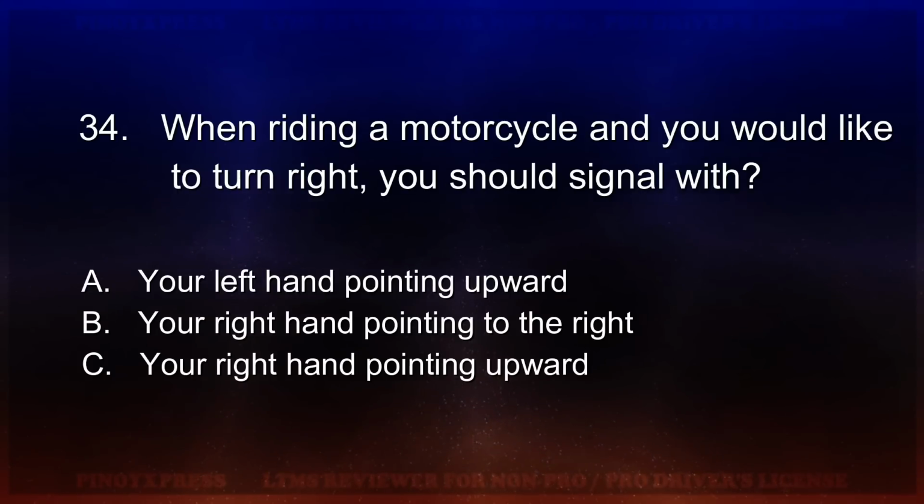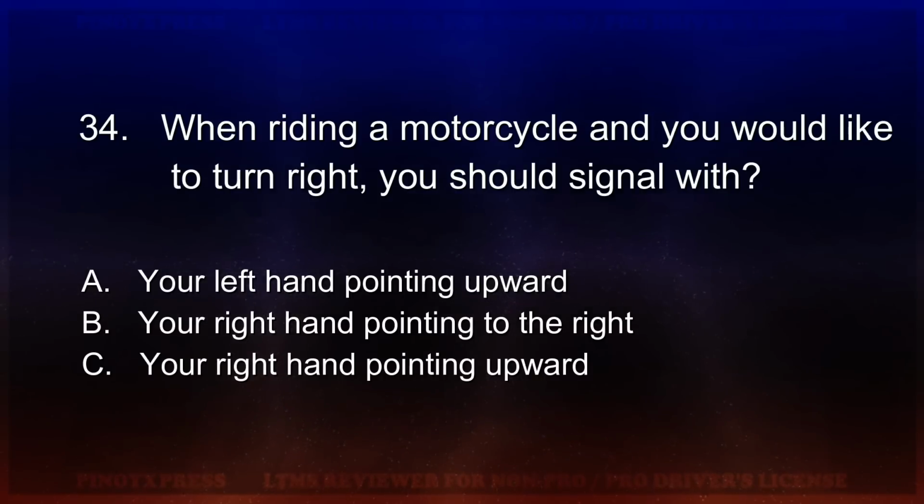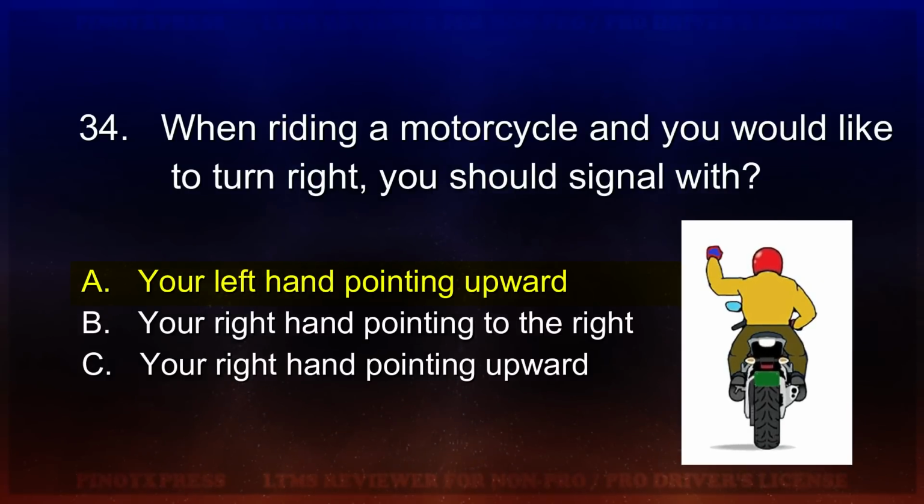When riding a motorcycle and you would like to turn right, you should signal with: A. Your left hand pointing upward. B. Your right hand pointing to the right. C. Your right hand pointing upward. The correct answer is letter A.